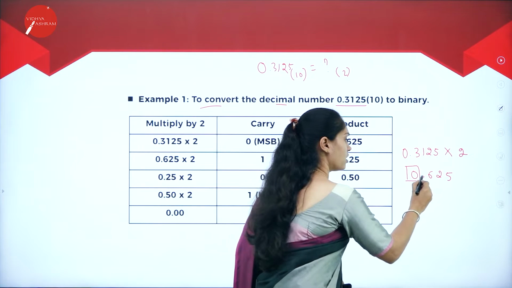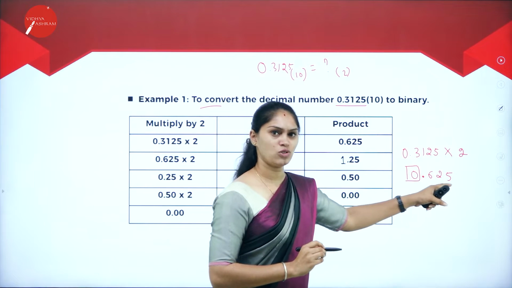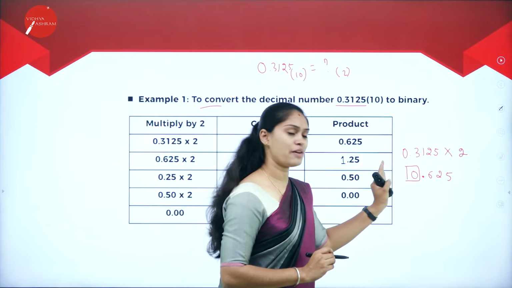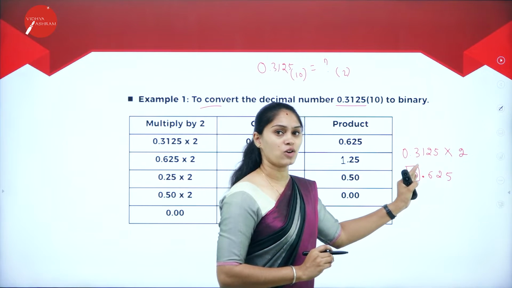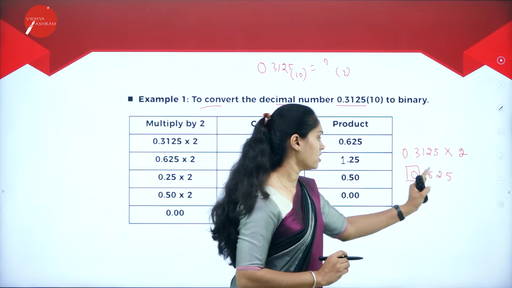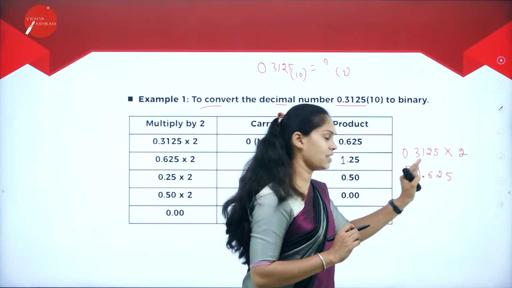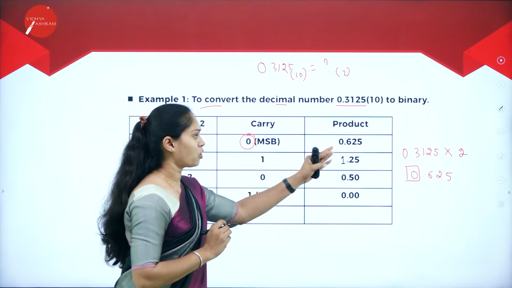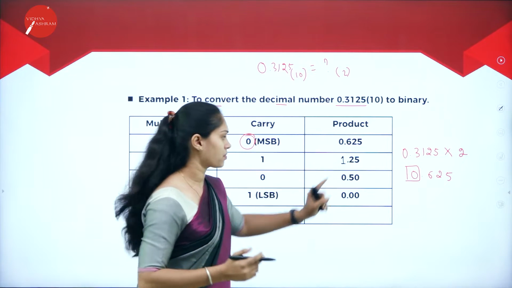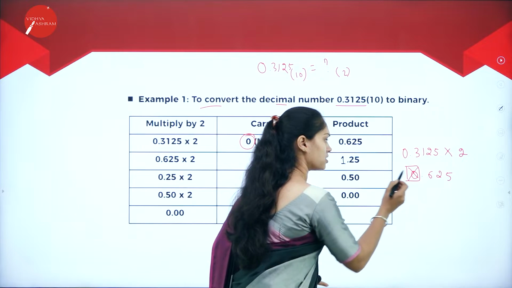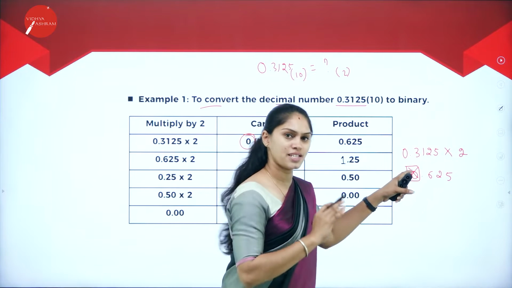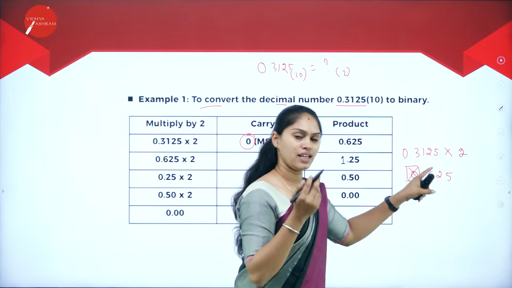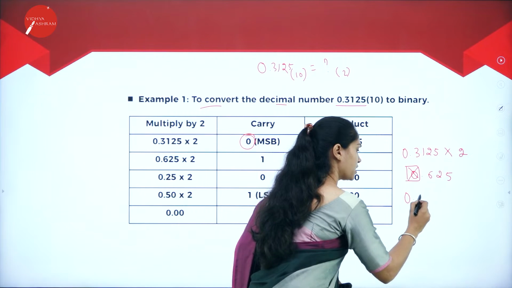So here you are able to see 0.625. This is nothing but the decimal point. Whatever is on the left side of this decimal point, we are going to call that a carry. Okay, so if I have to mark this carry and product, I am going to make that carry 0 and the product will be 0.625. So now I am just going to discard this and take the 0.625.